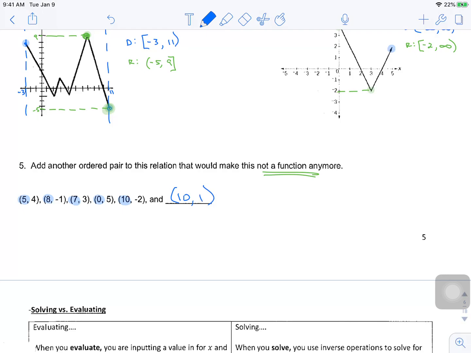So let's just say 1. That would make it so that it's not a function anymore because I have duplicating values of 10. I have a 10 here and a 10 here, not a function. It would only be a relation.